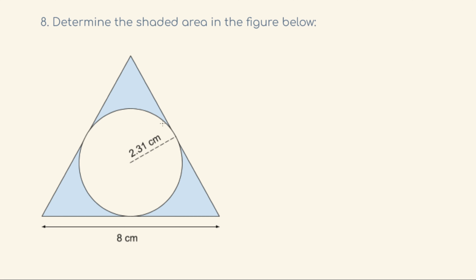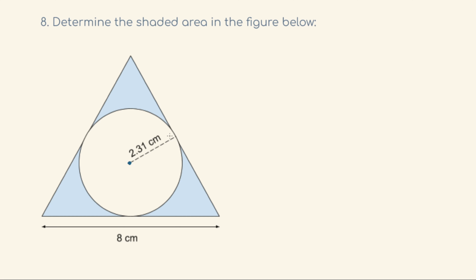Now, if you want to get started and you're like, okay, let me find the area of the triangle, you might notice that we don't have the height. And if we don't have the height, we can't use base times height divided by 2, which is how you would normally find the area of a triangle. But you might notice this dotted line here is not just the radius of the circle, it's also the apothem of your triangle, right?